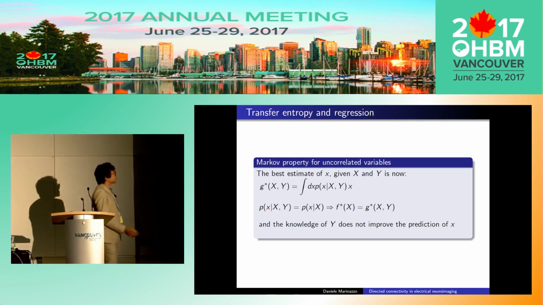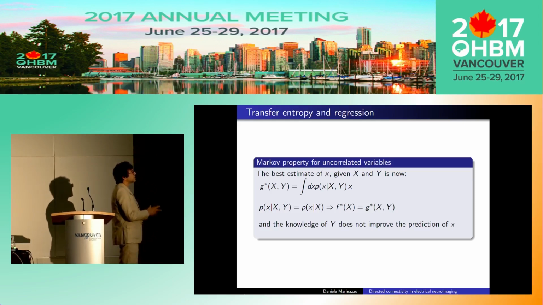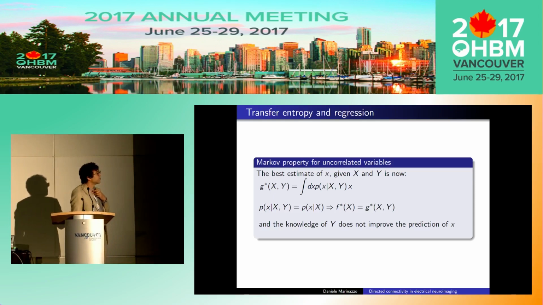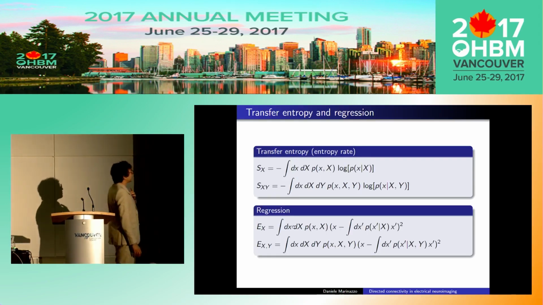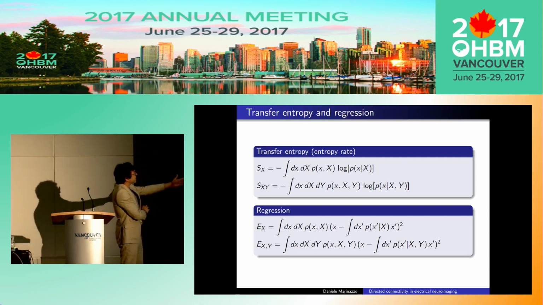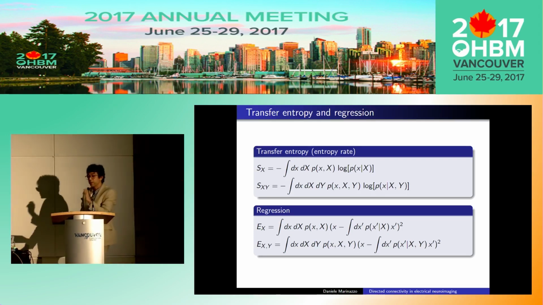So this is what happens when you have independent time series. When x and y are completely independent, the function that minimizes the error of x doesn't depend on y, because the knowledge of y does not improve the prediction of x. If we look now at the equation of transfer entropy as an entropy rate and the equation for regression, we already see some similarity between the two of them.